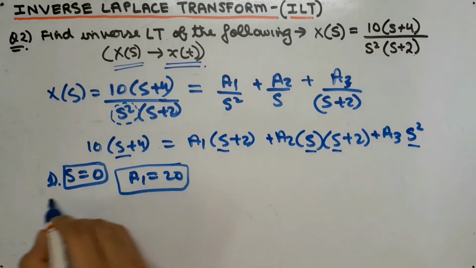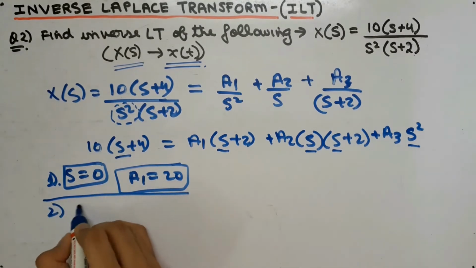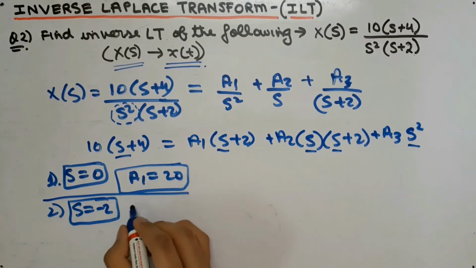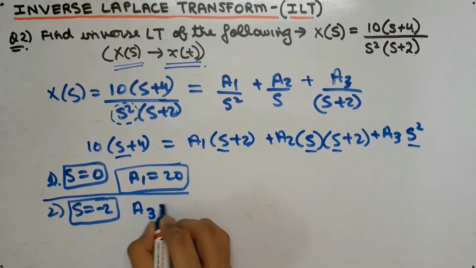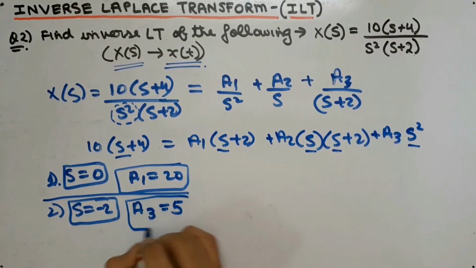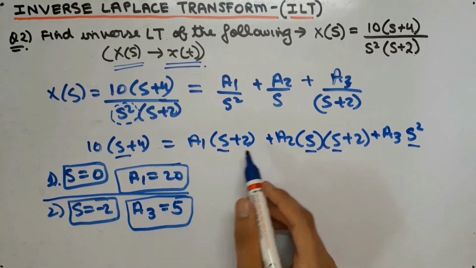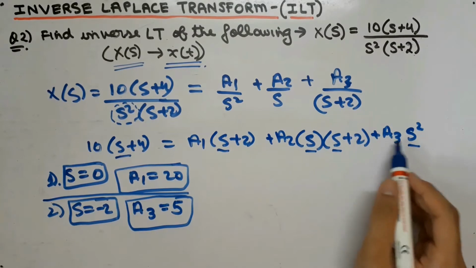Now similarly, we are going to put s is equal to minus 2. That is, from there you will get the value of A3, which will come out to be 5, as on putting s is equal to minus 2 here, you will be eliminating A1 and A2 and therefore you will get the value of A3.